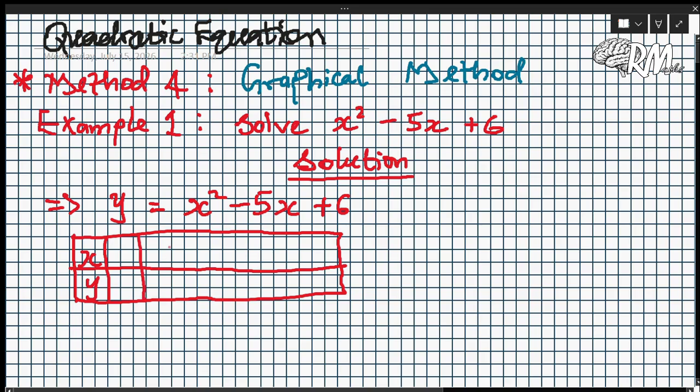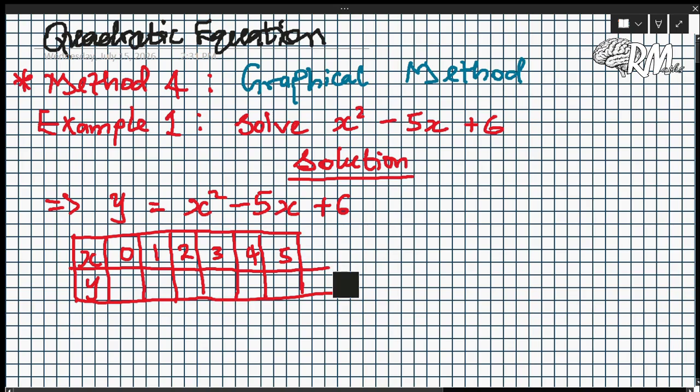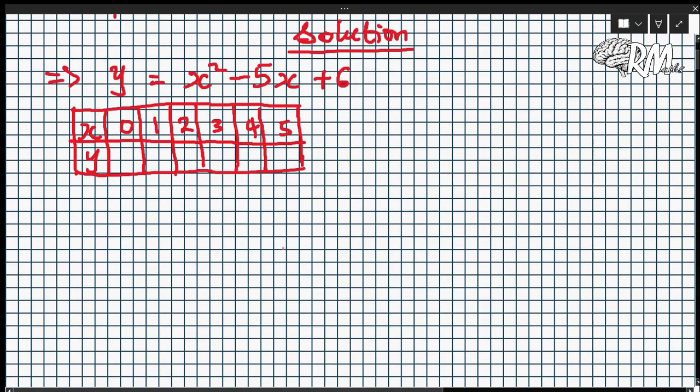So we're going to have it at x when x is 0, also when x is 1, also when x is 2, also when x is 3, also when x is 4, and finally when x is 5. Now, by writing this equation, y, and when x is 0, let's start.